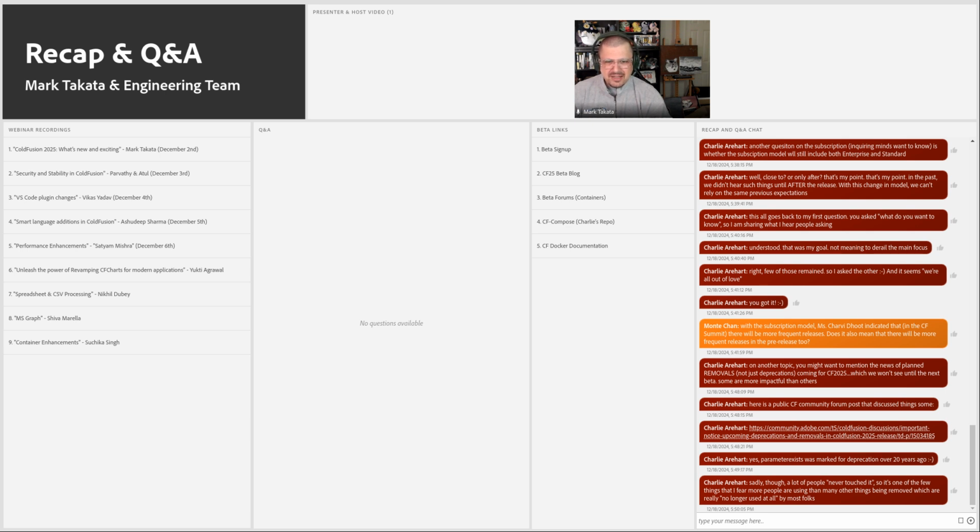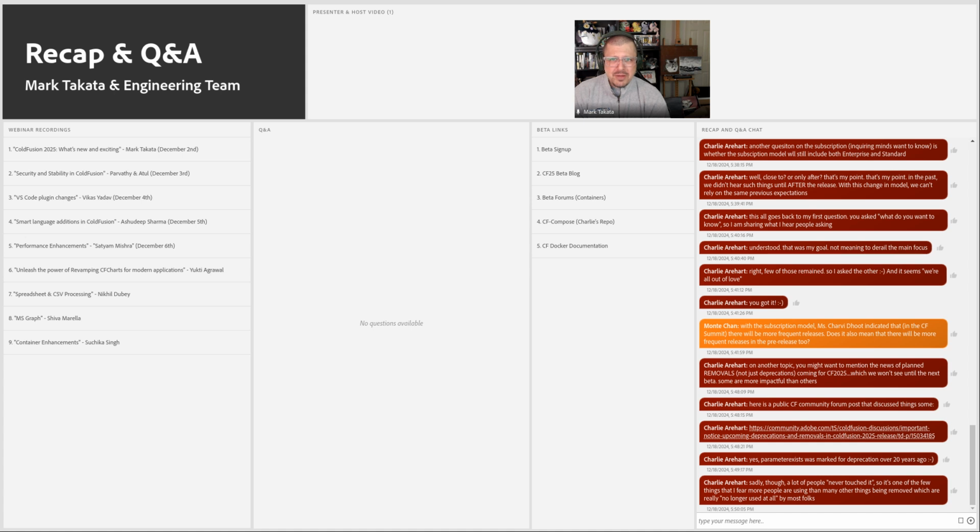Yeah, sadly though, a lot of people never touched it, so it's one of the few things that I fear more people are using than many other things being removed. Yeah. There's a few things like that. There's some encryption stuff that may just be hidden deep inside of people's stuff. And one of the things that makes ColdFusion an amazing product is that we've been great about backwards compatibility for a really long time.